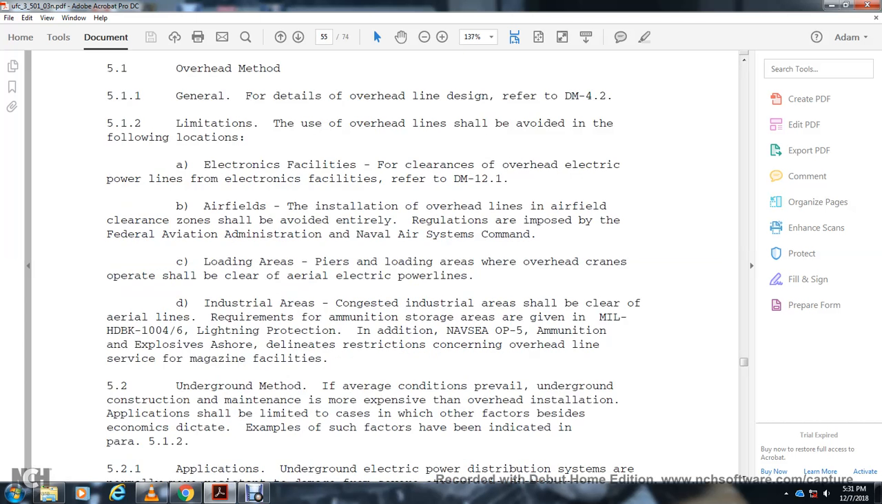Underground method. The average condition is that underground construction and maintenance are more expensive than overhead. Installation applications should be limited to factors beside economic dictates. Examples of such factors are indicated in paragraph 5.1.2.